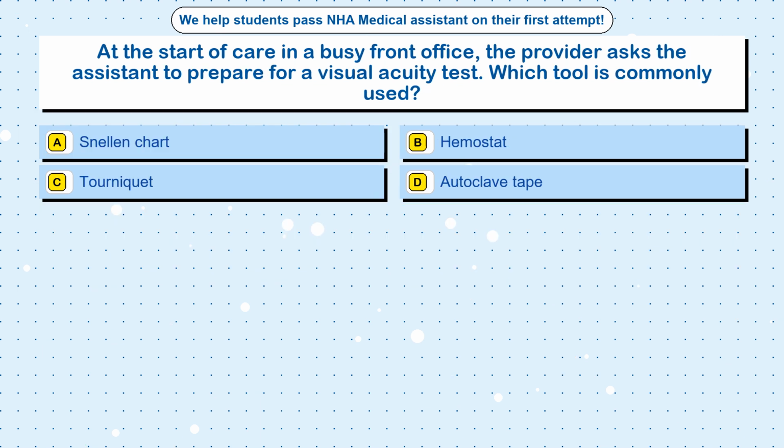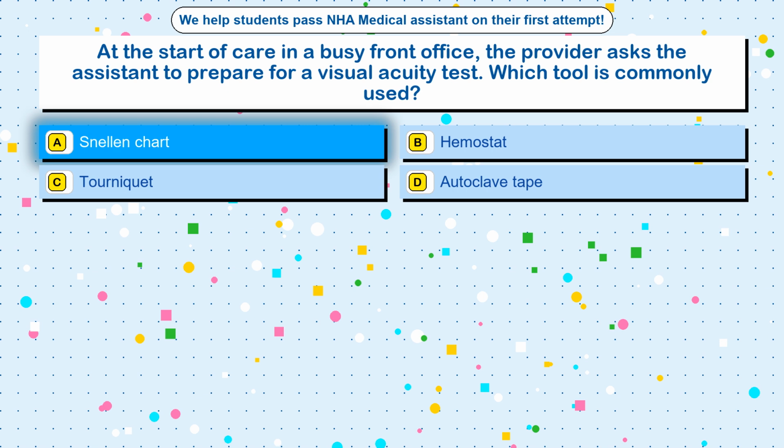Question 53. At the start of care in a busy front office, the provider asks the assistant to prepare for a visual acuity test. Which tool is commonly used? Option A, Snellen chart. Option B, hemostat. Option C, tourniquet. Option D, autoclave tape. The correct answer is option A, Snellen chart.